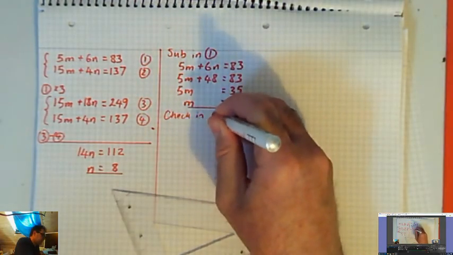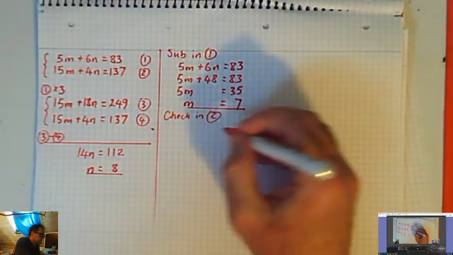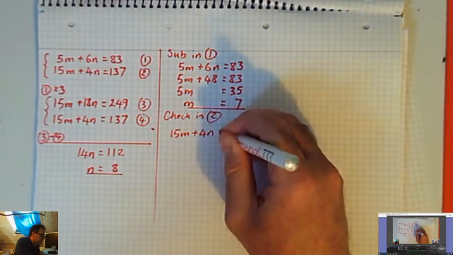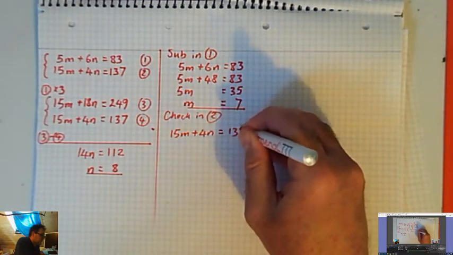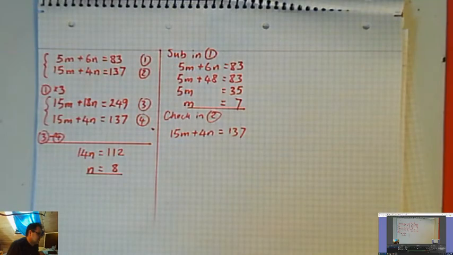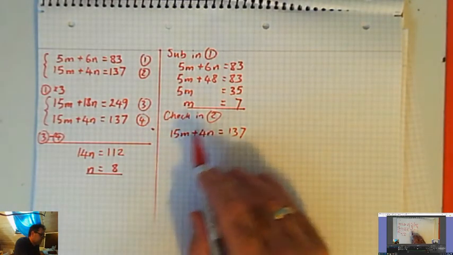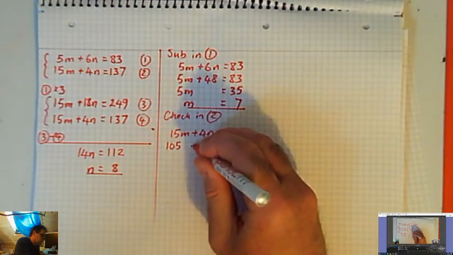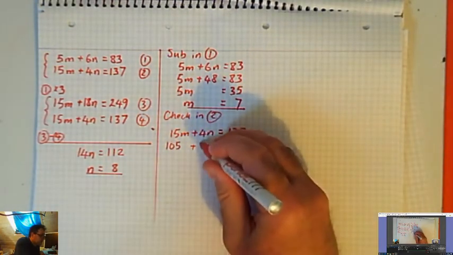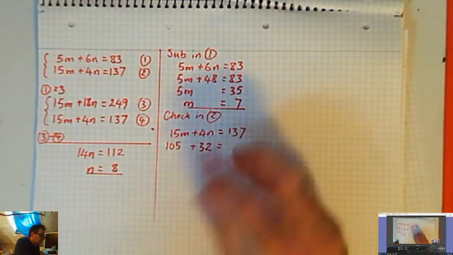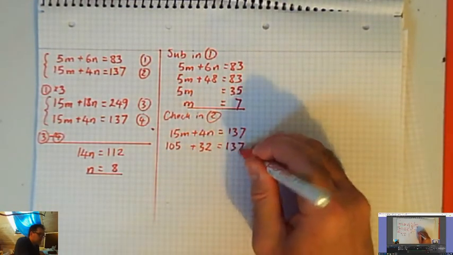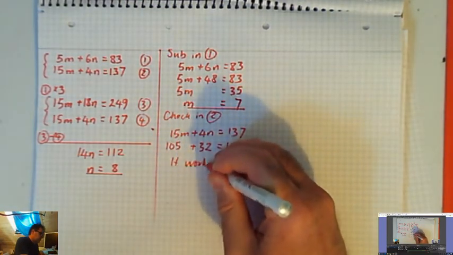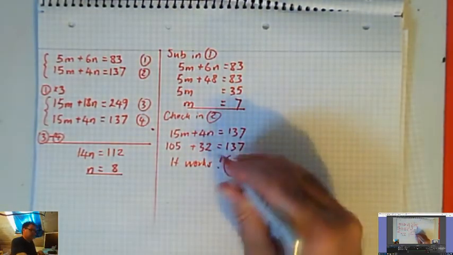Always a good idea to check that. So in equation 2, which was 15m plus 4n equals 137, I'm going to take those values that I just figured out. So 15m is 15 times 7, which is 105. 4n is 4 times 8, which is 32. And 105 plus 32 is indeed 137. So we know that we've got that right.